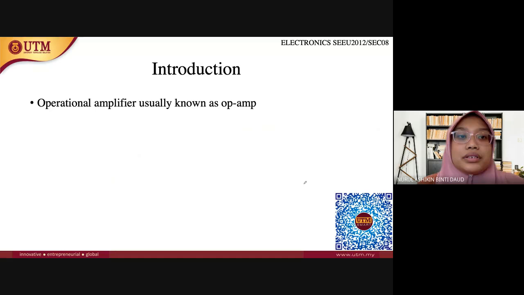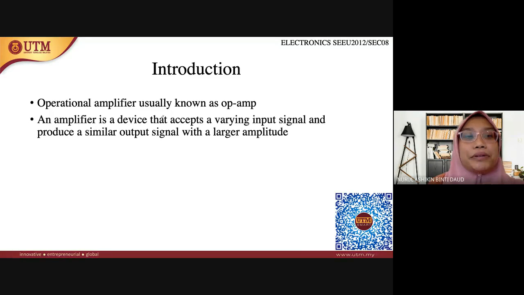All right, so this is the introduction. Operational amplifier, also known as OP-amp. An amplifier is a device that accepts a varying input signal and produces a similar output signal with a larger amplitude. As the name is amplifier, it will amplify the amplitude, but sometimes it will also reduce the amplitude, so it changes the amplitude of the output.